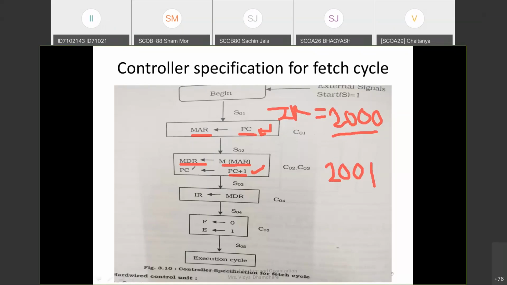After performing this task, we move to the next step, that is, we want to move the data. Whenever we want to move the data, it will be in the memory data register. It will be moved to the instruction register for execution. On data we want to perform the operation, because whenever we want to perform any operation, we require two registers.